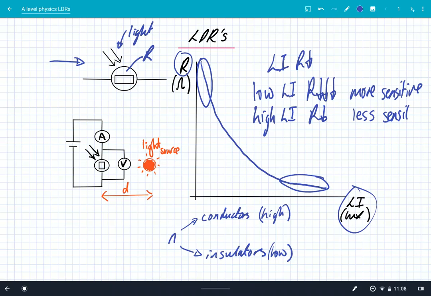So whenever you have to describe this graph, don't just say as light intensity increases, resistance decreases. You say that when light intensity increases, the resistance goes down, but it does so at a decreasing rate. It's really important to talk about rates when we have a curve.